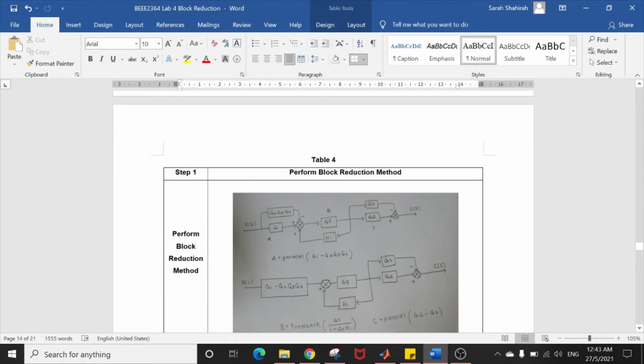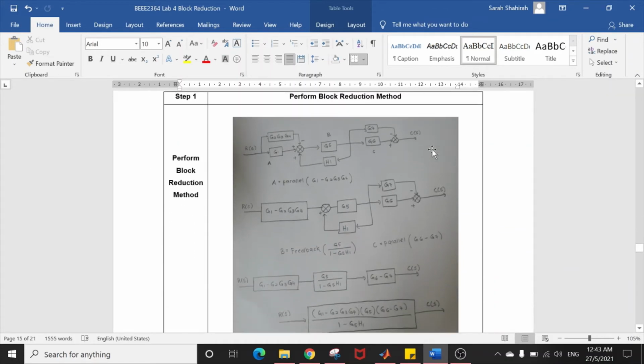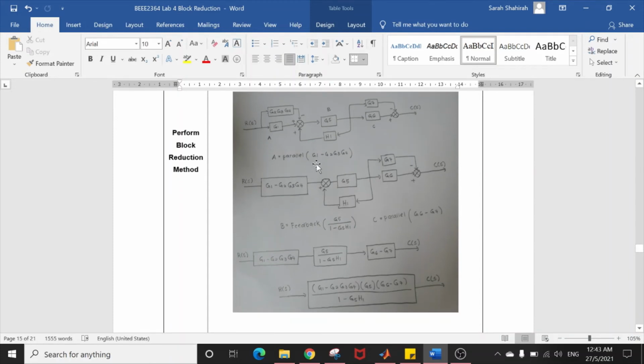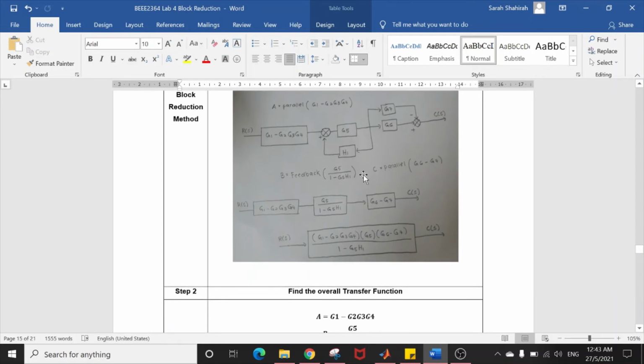And then this is how the block reduction method is performed, by putting all the G2, G3, and G4 in series, and parallel. I've divided the plot into 3 parts, which are A, B, and C. A is for parallel and getting the result of G1 minus G2, G3, and G4. And B is a feedback and producing the formula of G5 over 1 minus G5H1.